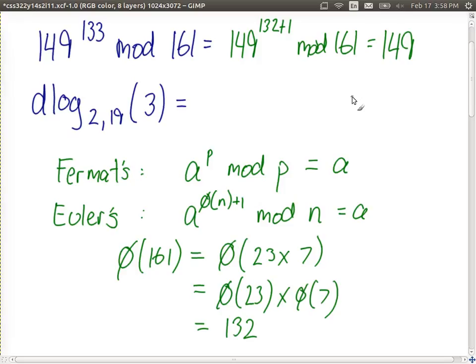Discrete log in base 2 of 3 when we mod by 19. Go to your slides and look it up. Look at that table that calculates all of the base a to the power of some exponent mod by 19. So for this one, we'll just fit it in here. We think, well, we have 2 to the power of something mod 19 equals 3. What is that something? Well, the table tells us. We could use a calculator, but the slides tell us that.